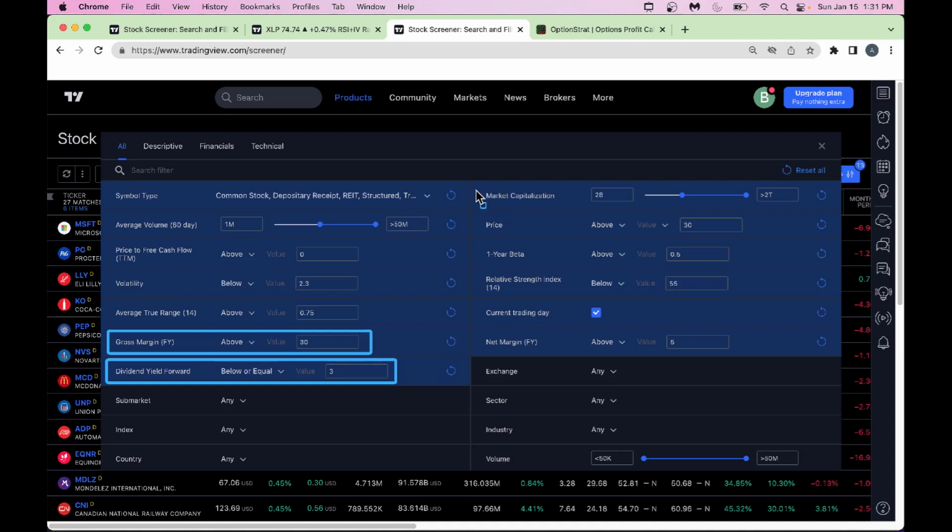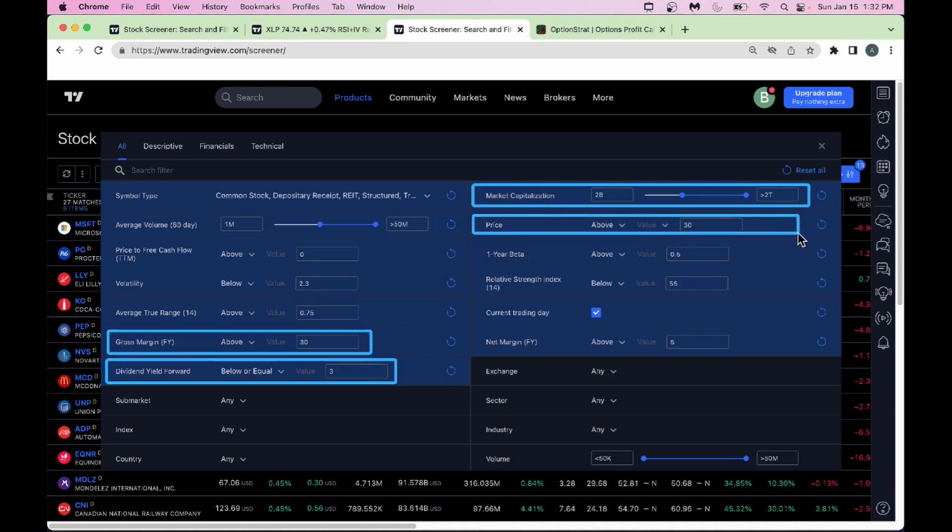And then you got your market cap. I want to make sure market cap is over 2 billion. So that way these are good stocks, and they will not go belly up in this market. And I want to make sure price is above $30. When you want to buy call options, don't buy call options with a very low stock price, like say below $30. It's good to go above $30. That way these are the stable companies.